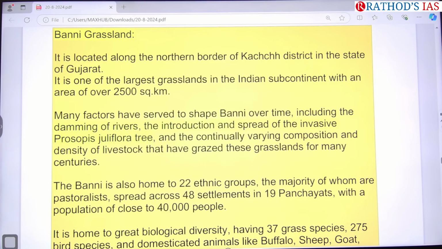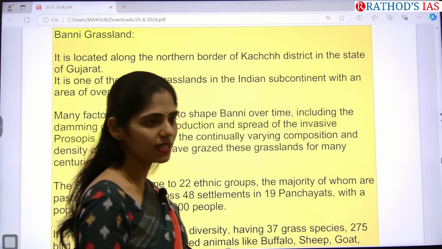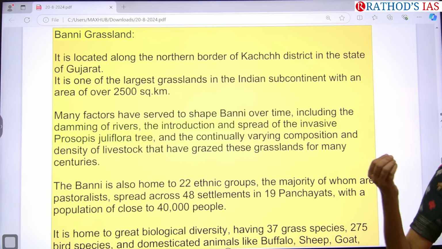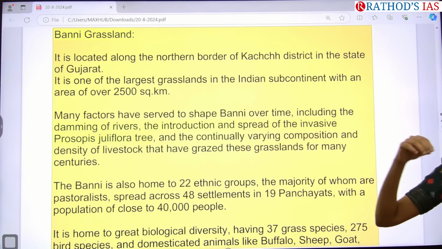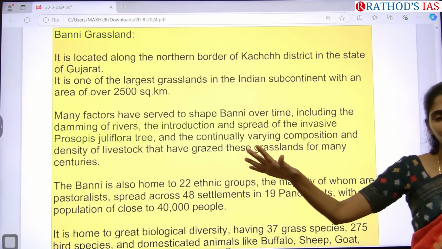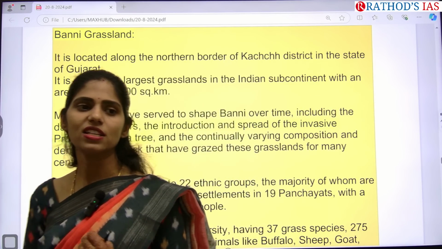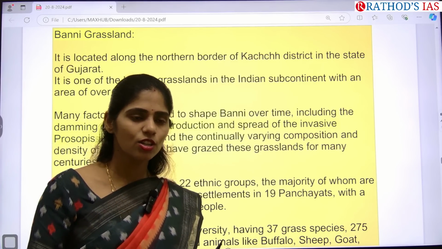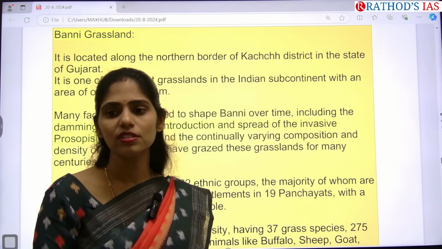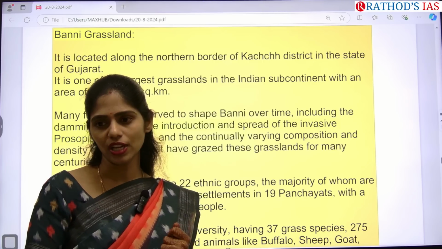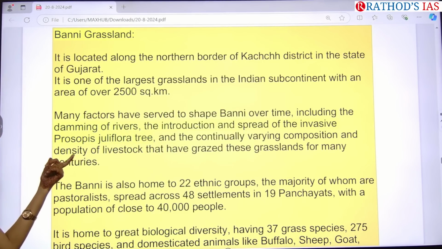So this tree which became an invasive, that means it is not present in that area, but somewhere, with or without intention, we came up with planting this tree, and now it has spread a lot. Because of this, what happens? The natural grass that will be available will decrease. So there will be no fodder for the animals. Again, it will cause harm to the local biodiversity. So this is one important invasive species that is spreading in this Banni grassland.